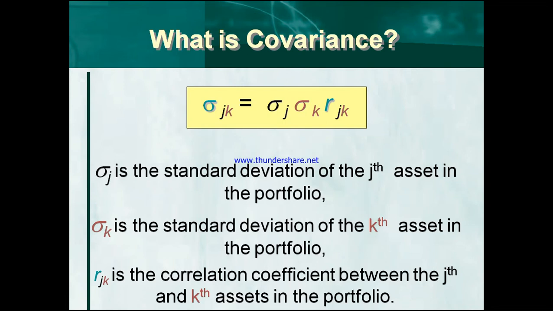What is a covariance? Covariance is determined or computed by using this mathematical expression. The covariance is the standard deviation of asset j and asset k multiplied by the correlation coefficient.